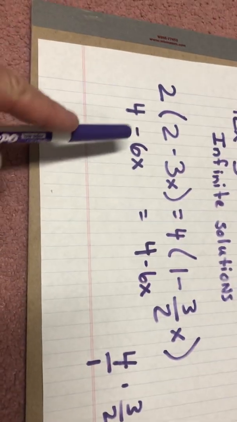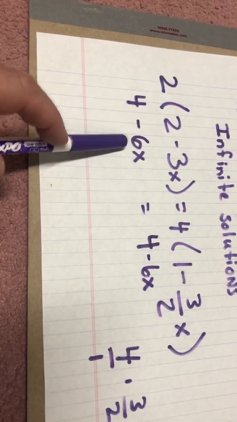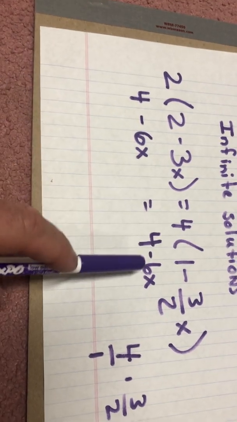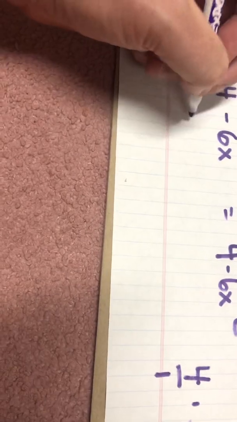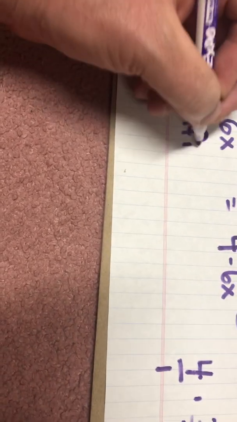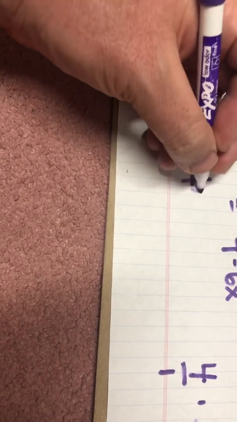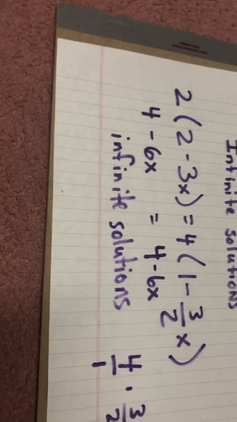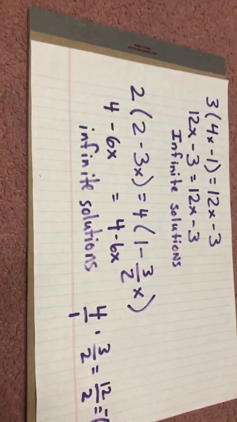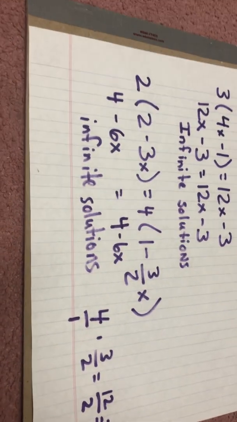Well, here we have that situation again. 4 minus 6x equals 4 minus 6x. We have the same exact thing, which means once again, we have infinite solutions. It doesn't matter what value I plug in for x, it will be a solution.